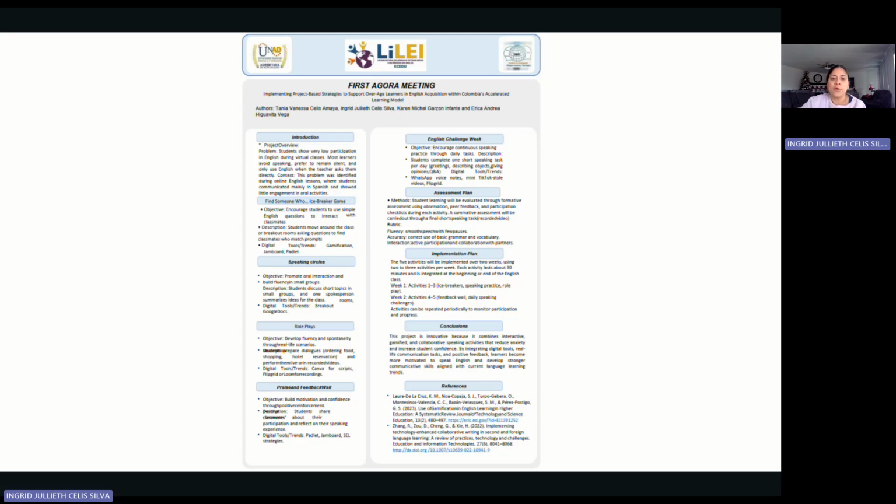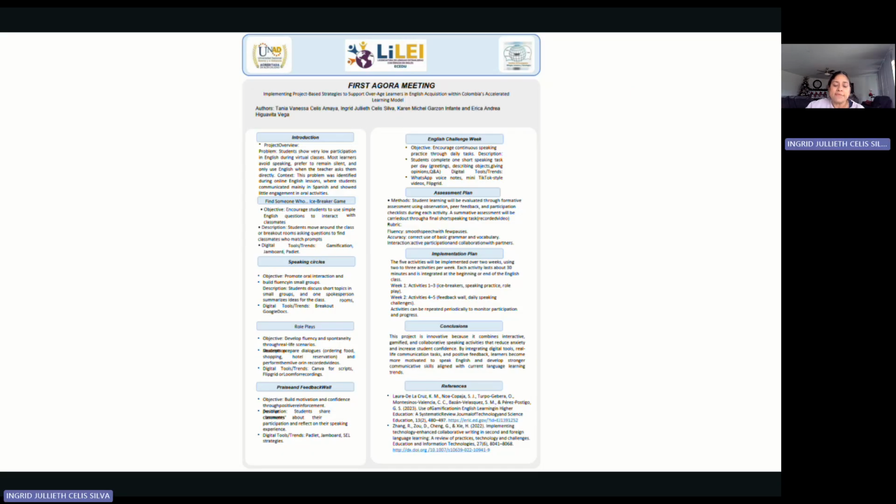In our second strategy, I'm explaining the speaking circle. The objective is to promote oral interaction and build fluency in small groups. The description: students discuss a short topic in small groups and one spokesperson summarizes ideas for the class. Digital tools: breakout rooms and Google Docs.